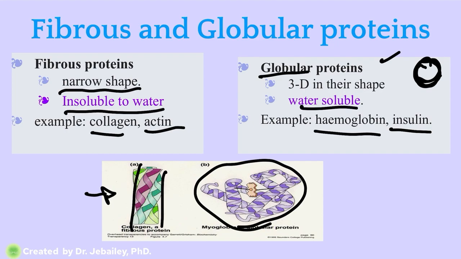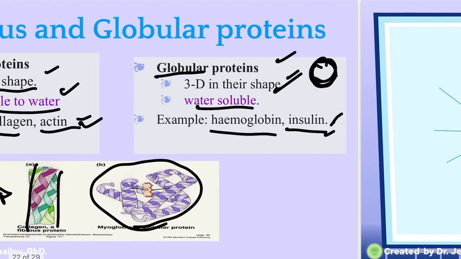These are the only things you need to know between fibrous and globular proteins: their shape, whether they are soluble or not soluble in water, and then give an example. If you know this, you already have good enough information for fibrous and globular proteins. So make sure you know examples, okay? Do not just know if their shape is narrow or globular, or if they're soluble in water or not. Also figure out examples, because sometimes IB likes you to know these examples, okay?